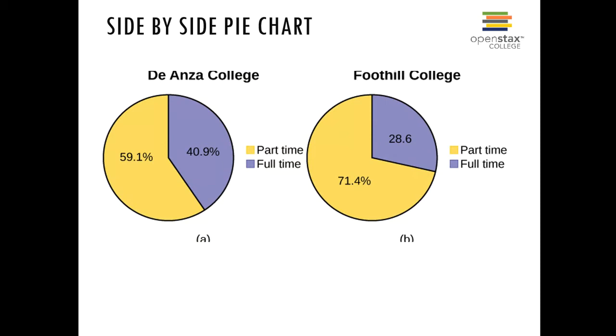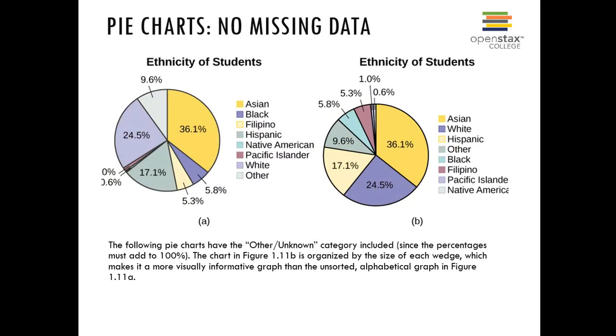Here we have side by side. So we could compare between these two colleges who has more part-time than full-time. And if you look, Foothill College has more part-time than De Anza College. And that's what you're looking for when you see two side-by-side pie charts, the differences in them.